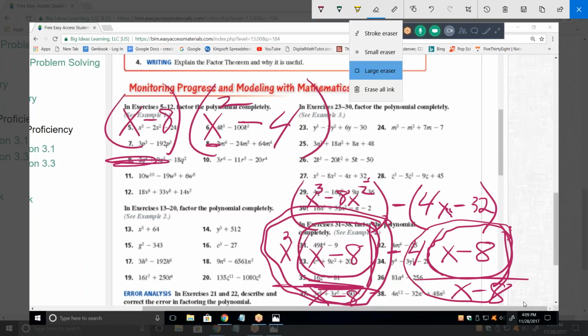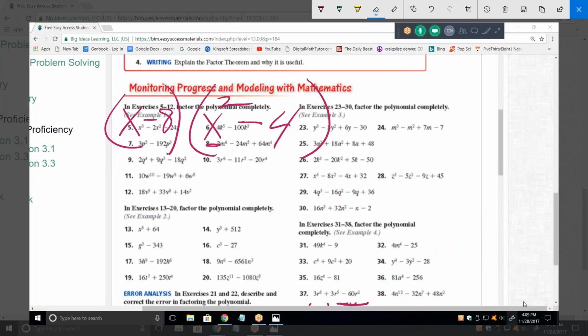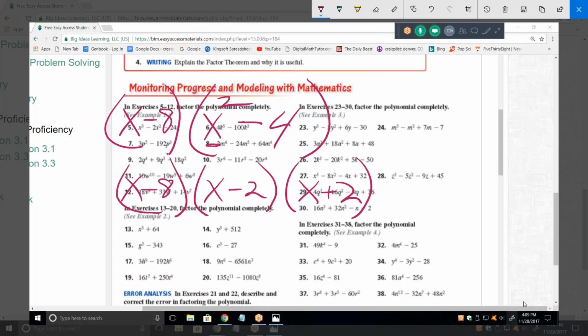Okay? Now, it says fully factor it. Factor the polynomial completely. Well, I got one linear factor, x minus 8. What does x squared minus 4 factor into? It factors into two linear factors. X minus 2 times x plus 2. Difference of perfect squares.